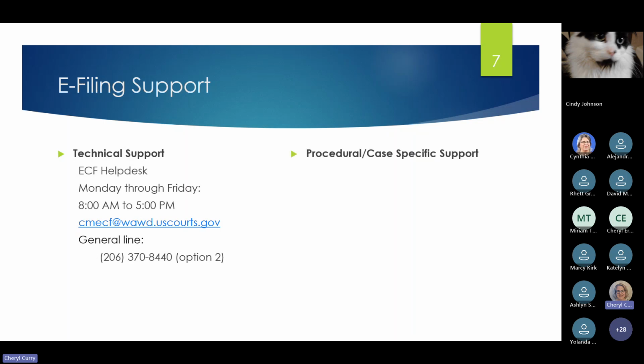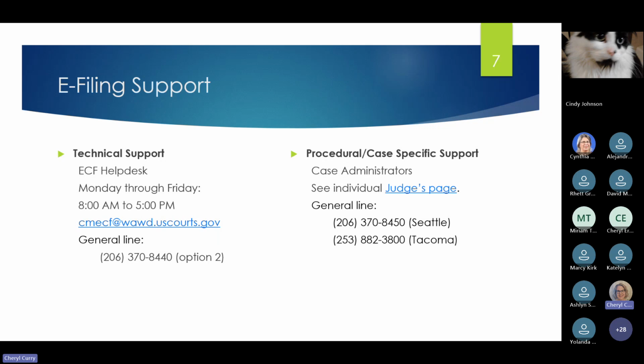And then if you need more case-specific help or procedural help, you can reach out to your case administrator. Those are based on your case, so you can find that information on your judge's page. You can also reach out to the general line for each of those teams. There's a team in Seattle and a team in Tacoma. If you call the main number, it round robins and someone will be able to help you out there. Even if it's not your case administrator on that case, any one of the case administrators can help you on any case. So feel free to reach out to them if you have those more procedural or case-specific questions.